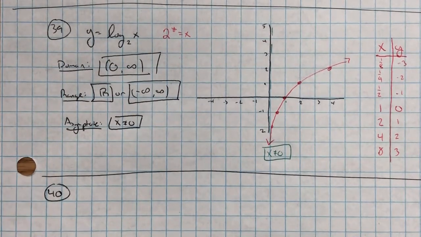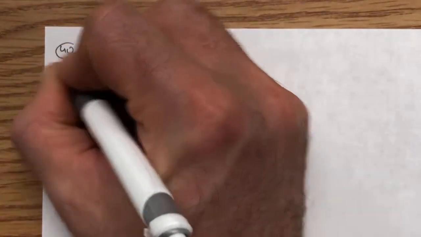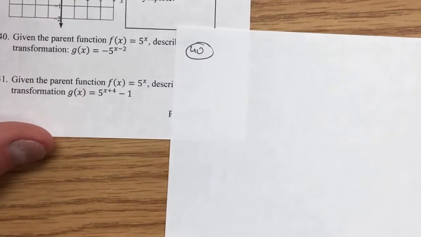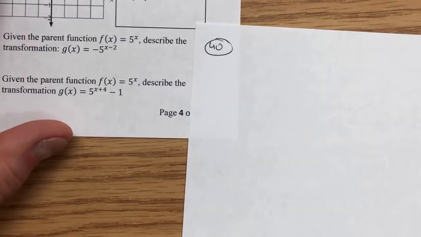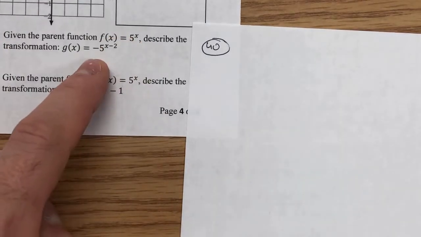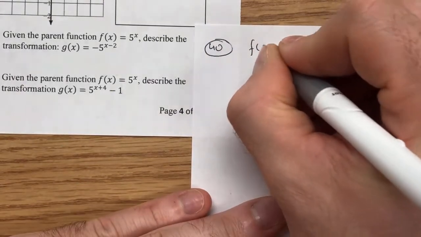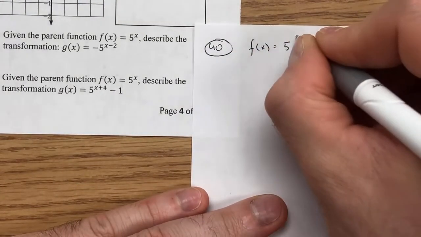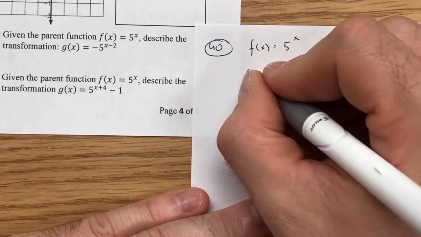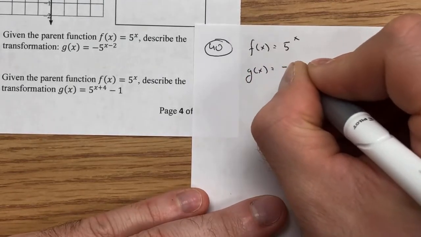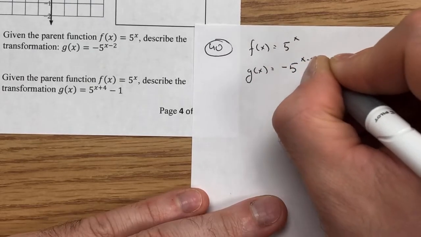So at this point, number 40, we can kind of flip back to our original sheets of paper because we're no longer needing to graph these. Let's pop this down for number 40. Okay. Given the parent function of this, describe the transformation. So I have to describe what happened from this function to this function. Okay. So if I have the original function f of x equals the base of 5 raised to the x power, and I have my new function of negative 5 raised to the x minus 2 power.